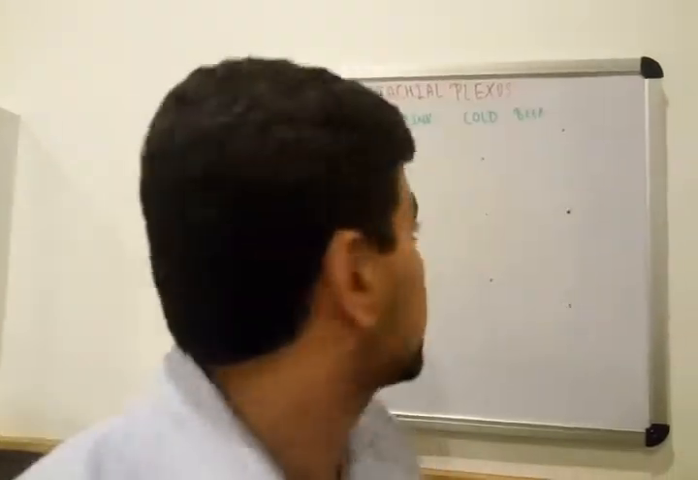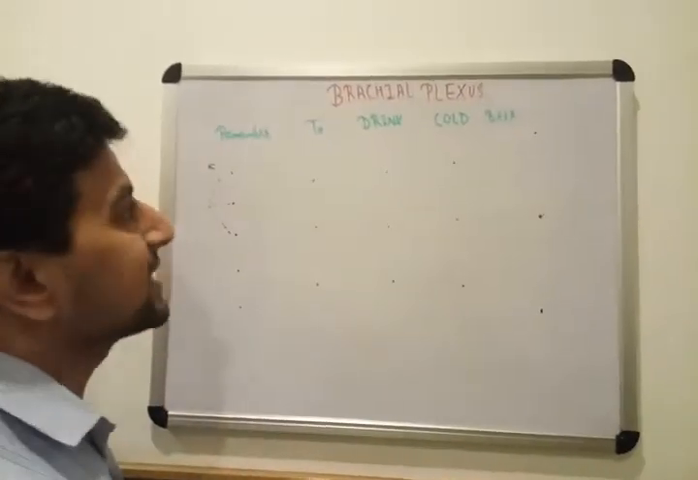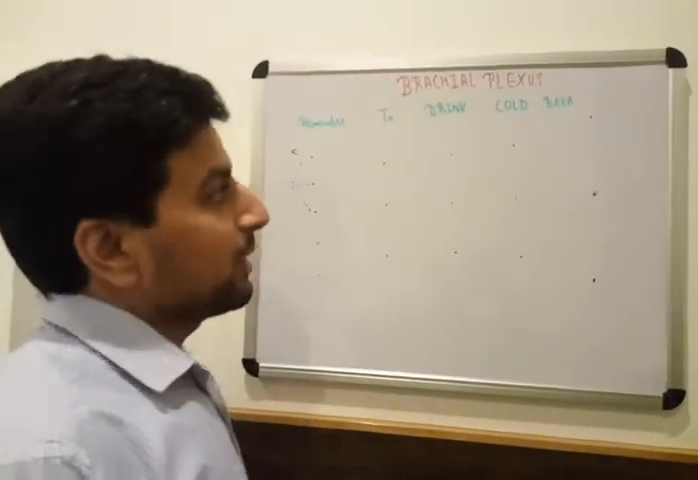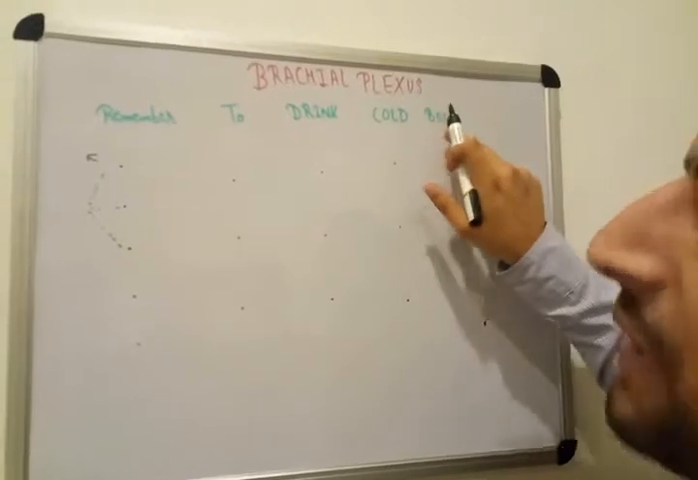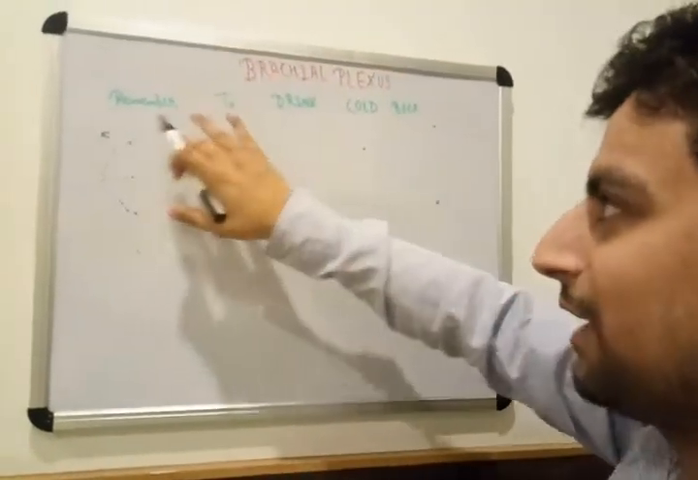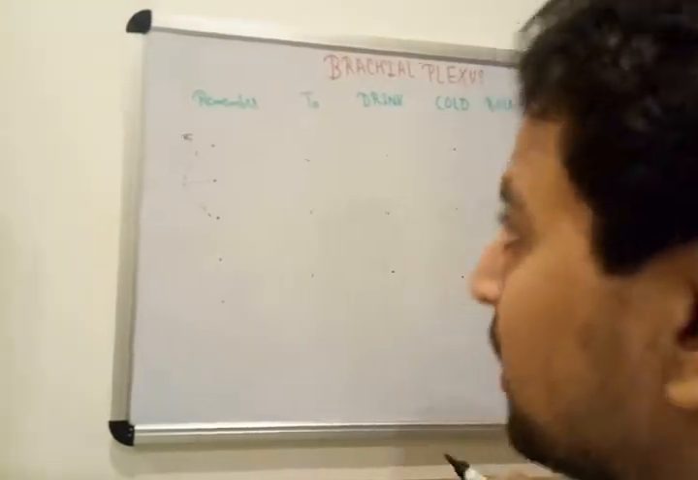Okay, now let's start. Brachial plexus, what is it? My dear friends, how to remember? A trick I bring here: Remember to drink cold beer. So always think about this trick.